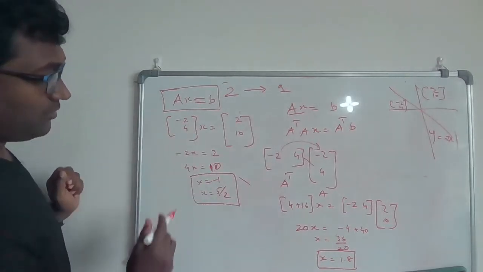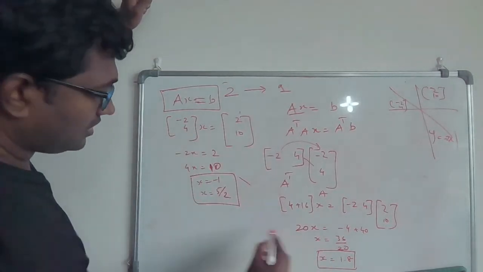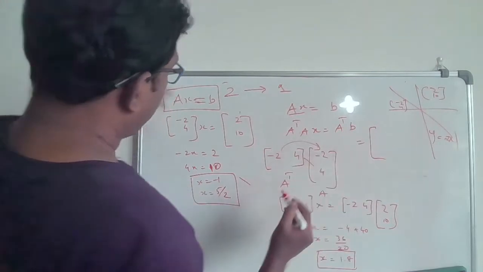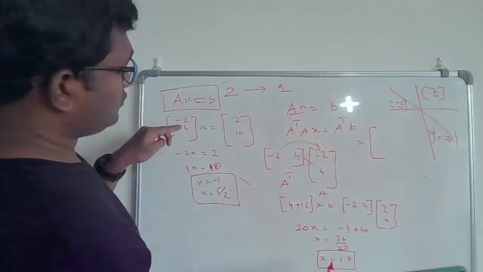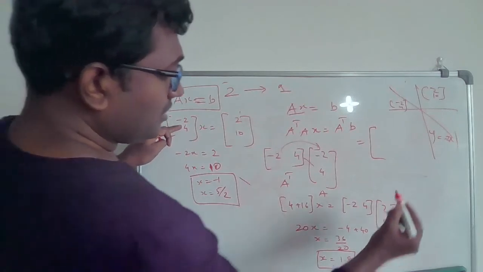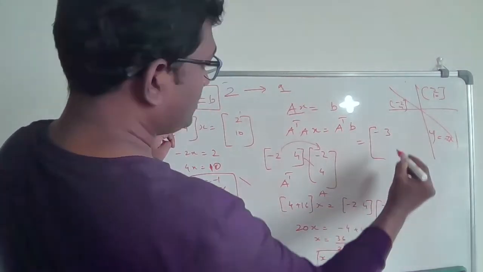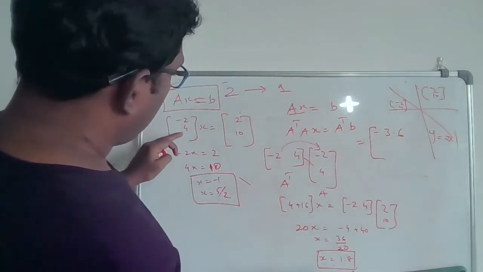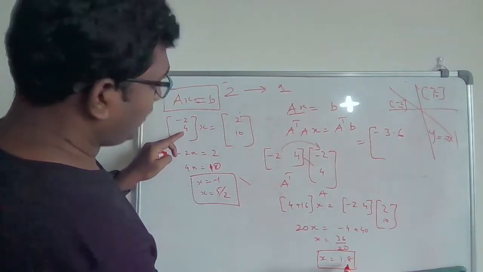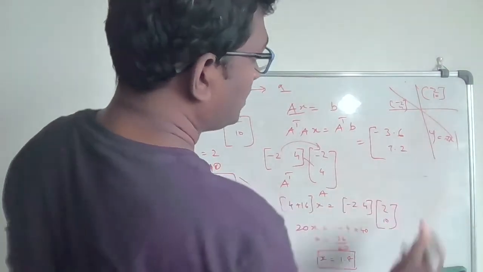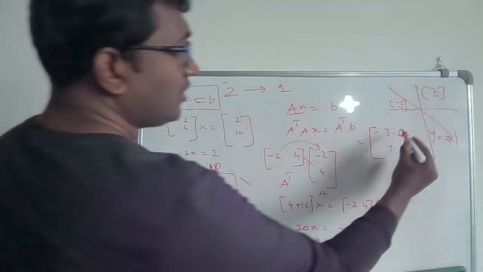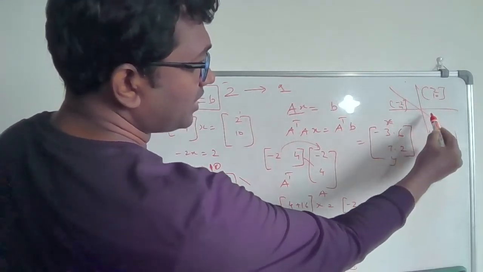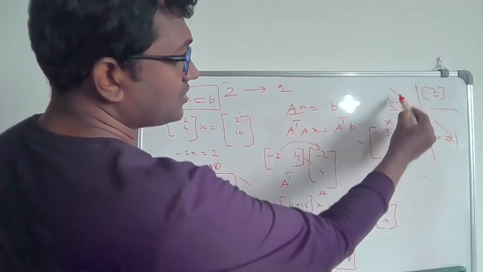A is minus 2, 4. So minus 2, 4 into 1.8 is equal to Ax. This is x. A is minus 2, 4. Minus 2 into 1.8 is minus 3.6, and 4 into 1.8 is 7.2. So we get two values of x and y. This is x, this is y. So minus 3.6 is in this direction, and the 7.2 is in this direction. We get a point here.